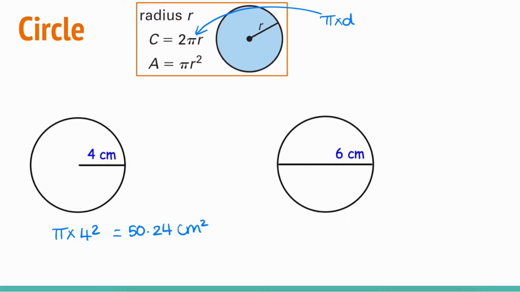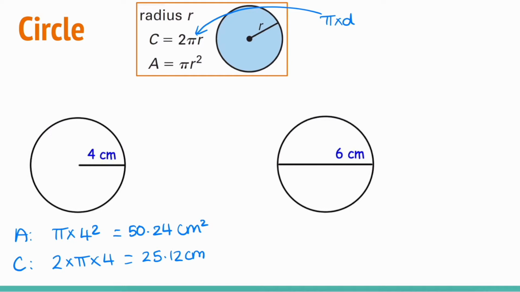So this is the area, and if I wanted the circumference of the circle, then I would use this first formula because that has it in terms of r rather than d. So it would be 2 times pi times the radius, which is going to give me a total of 25.12 centimeters, because that one's just a length around the edge, it's not an area.